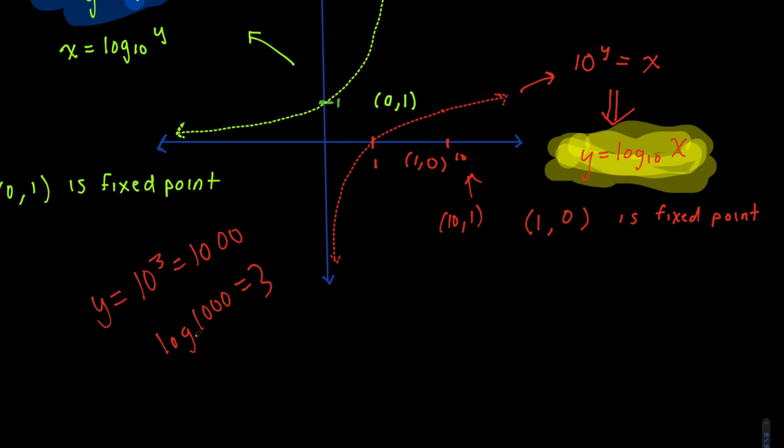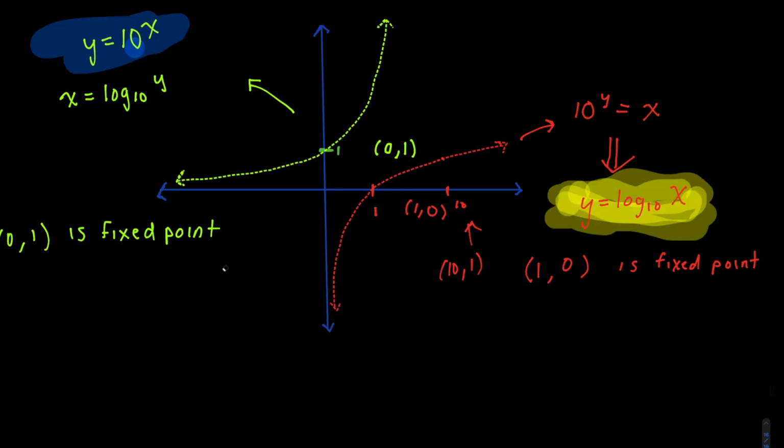And so what power do you have to raise this base of 10 to be able to get 1000? Or aka, how many zeros to the right of 1? That's 3. And so just understanding that, you can convert these exponential ones into the log format. And so that's what we're doing here.